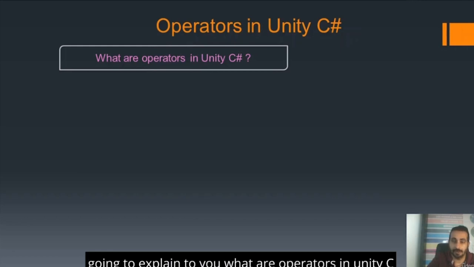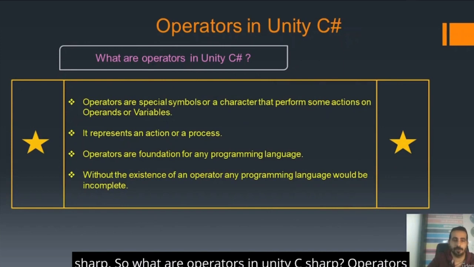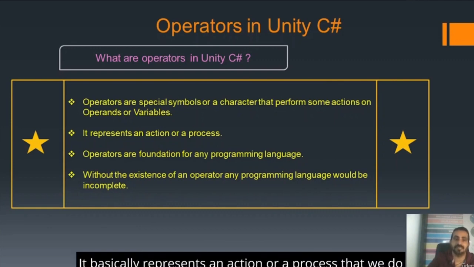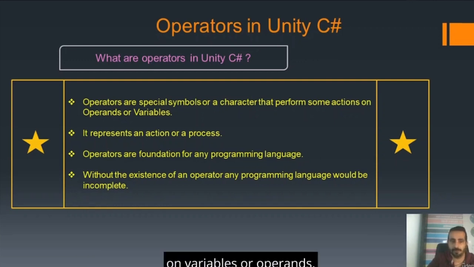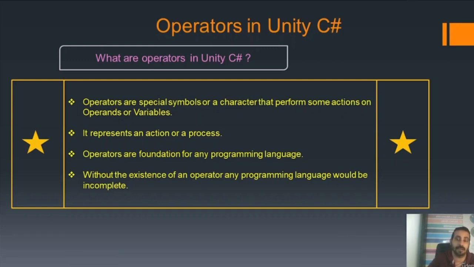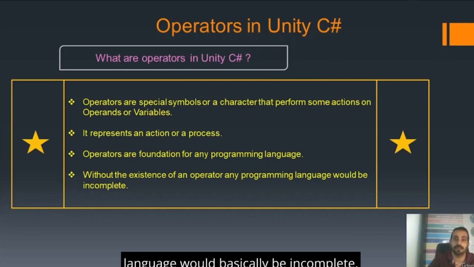I am going to explain to you what operators are in Unity C#. Operators are special symbols or characters that perform some actions on operands or variables. Basically, an operator represents an action or a process that we do on variables or operands. Operators are the foundation for any programming language. Without the existence of operators, any programming language would basically be incomplete.